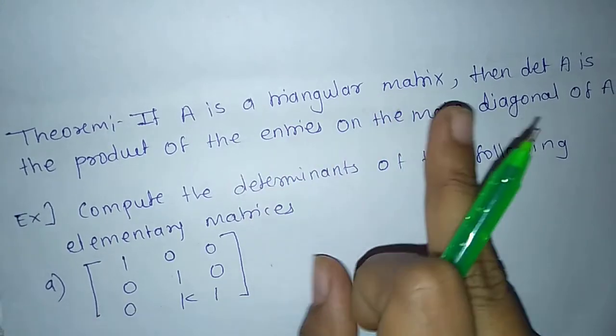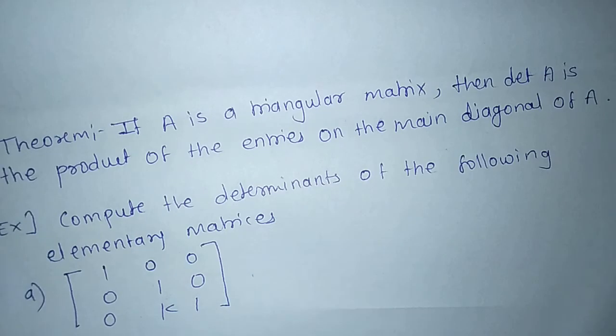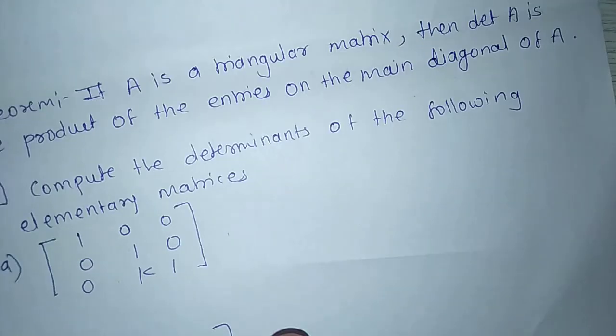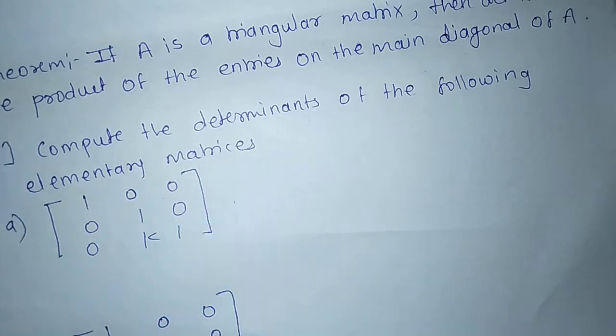Next theorem: if A is a triangular matrix, then determinant of A is the product of the entries on the main diagonal of A. Next are the examples on the triangular matrices. Compute the determinants of the following elementary matrices.